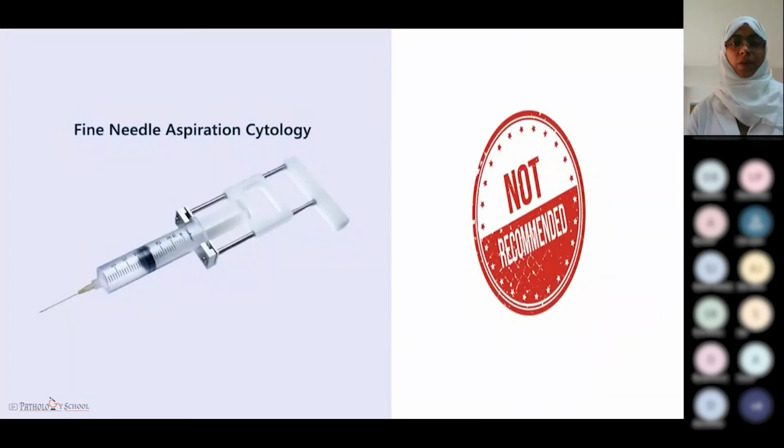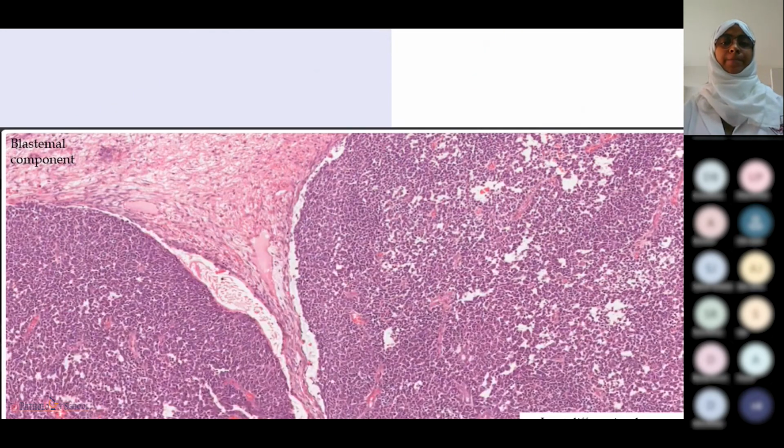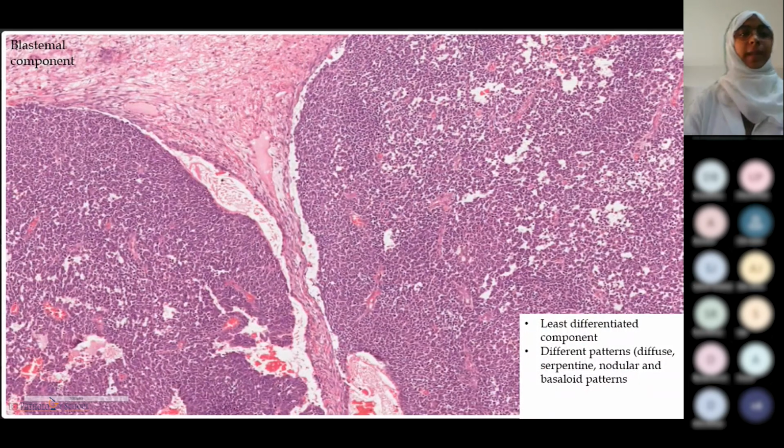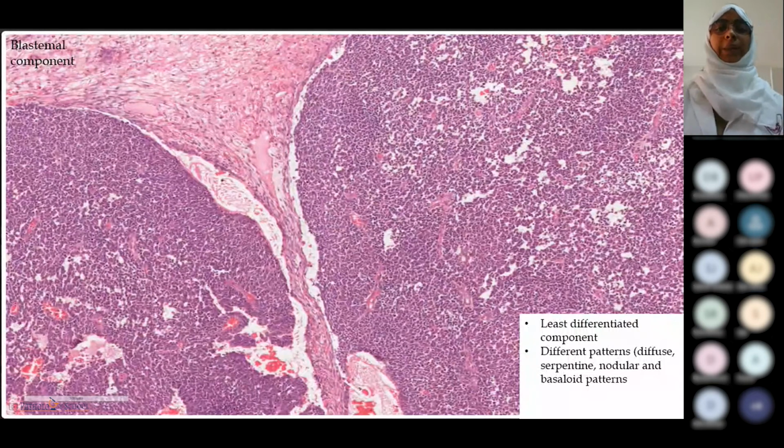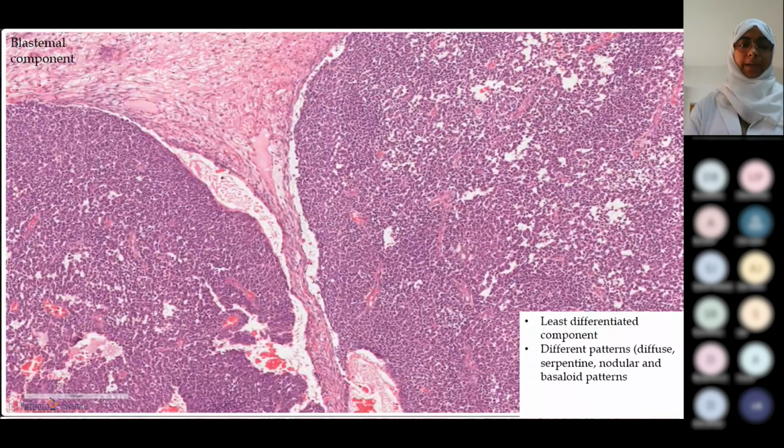Fine needle aspiration is not recommended in Wilms tumor. So when you look at the microscopy, you see three types of elements. The first would be the blastemal elements, which are the least differentiated elements, comprising small to medium-sized undifferentiated cells and numerous mitotic figures, arranged either in diffuse sheets, serpentine manner, or nodular pattern.